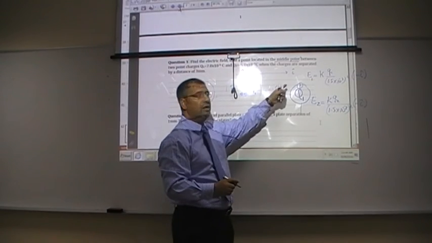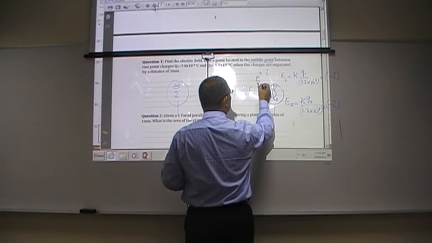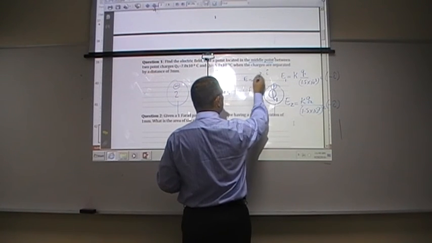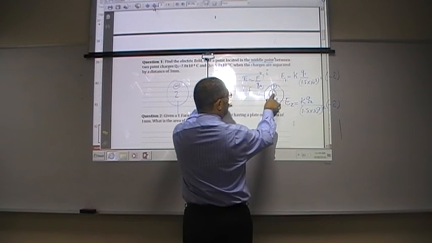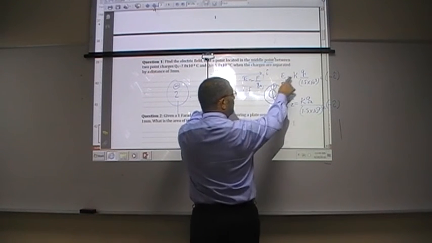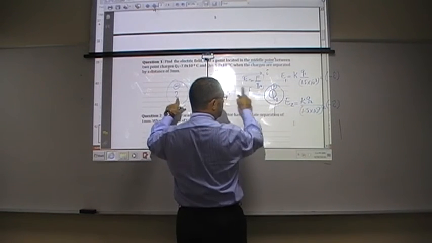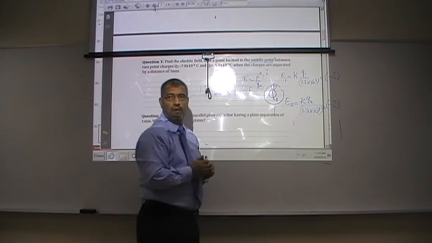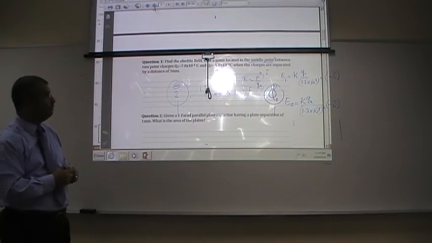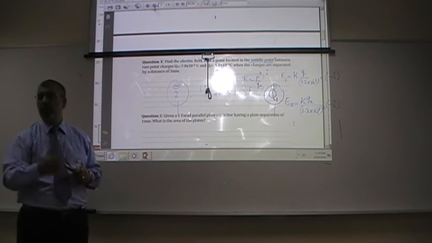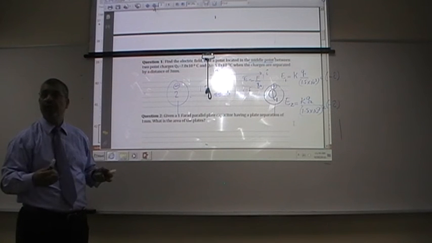Okay, remember how I did this? I simply did F over Q naught. That's what E is: E is equal to F over Q naught. F will be simply Q multiplied by Q naught. If I divide by Q naught, I get Q1. And for this one, Q2 multiplied by Q naught, if I divide by Q naught, I get Q2. Right? And then you add them up, because the net will be E1 plus E2 in the negative direction. Is that clear?